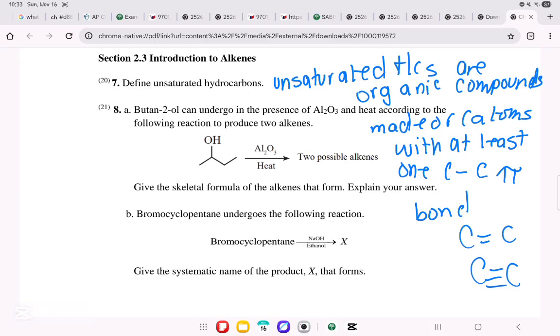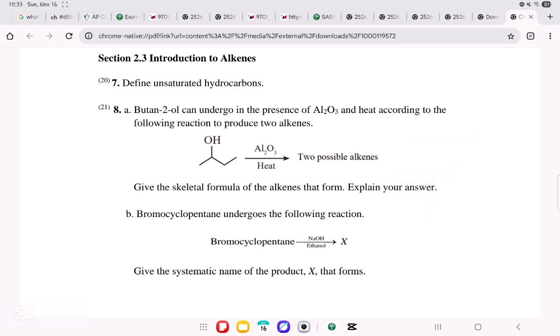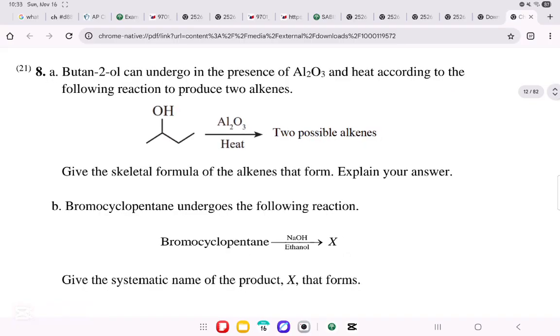So how do you define unsaturated hydrocarbons? Unsaturated hydrocarbons are organic compounds made of carbon atoms with at least 1 CC pi bond, which means C double bond C or C triple bond C. We move on to part 8. What does it say in part 8? In part 8, we have butan-2-ol, which can undergo a reaction in the presence of Al2O3 and heat according to the following reaction. So, butan-2-ol is an alcohol. Alcohols are heated in the presence of a catalyst, more specifically Al2O3, or porous pumice or concentrated acid. Okay?